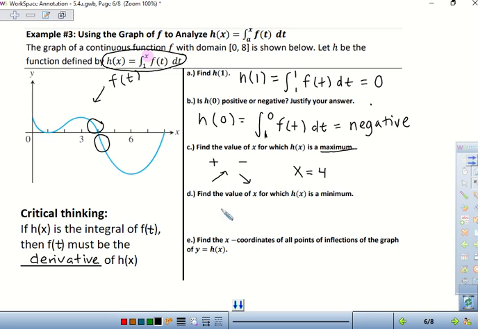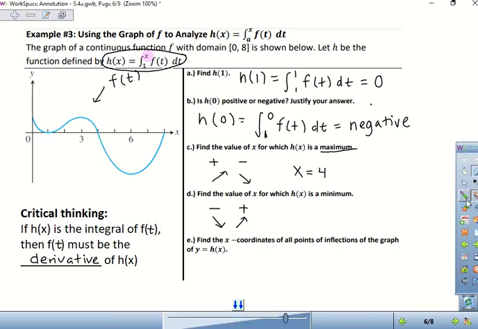Next one is minimum. For minimum, the derivative goes from negative to positive. But if we look at our graph, is there ever a time when the function goes from negative to positive? No. So therefore, there is no minimum.